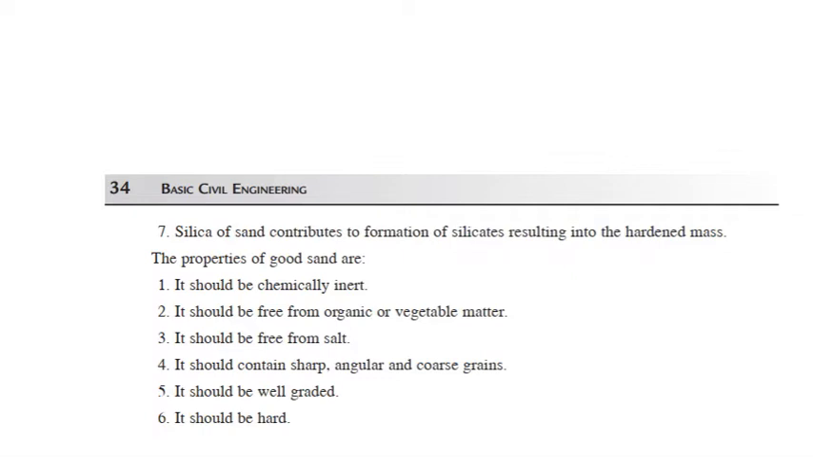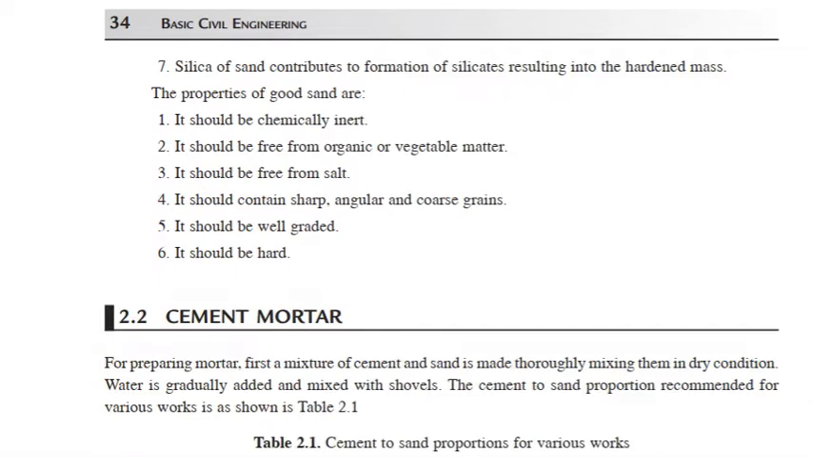The properties of good sand are: 1. It should be chemically inert. 2. It should be free from organic or vegetable matter. 3. It should be free from salt. 4. It should contain sharp, angular, and coarse grains. 5. It should be well graded. 6. It should be hard.